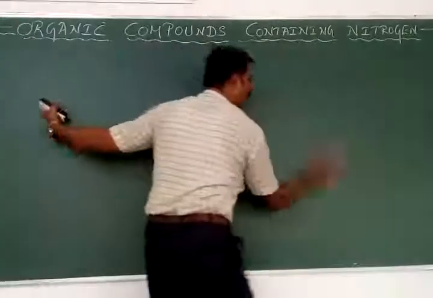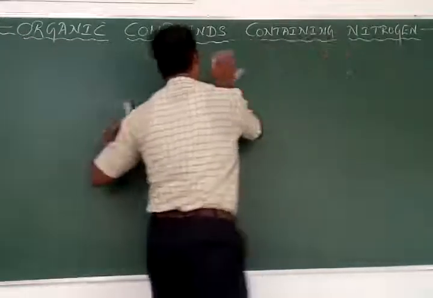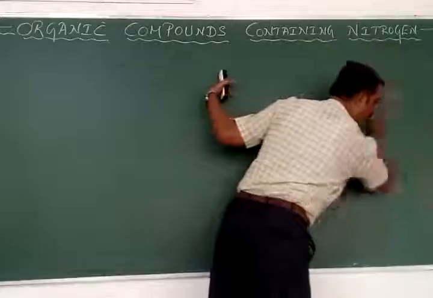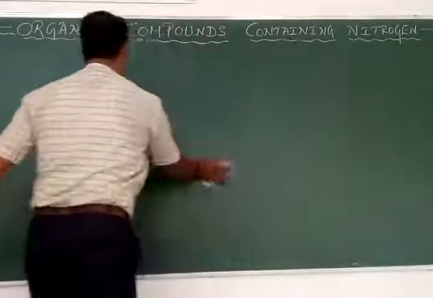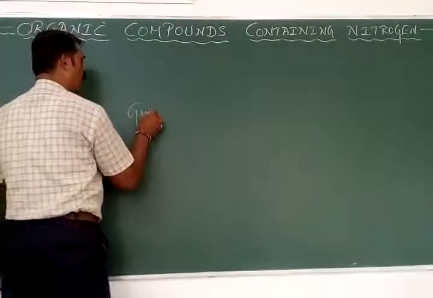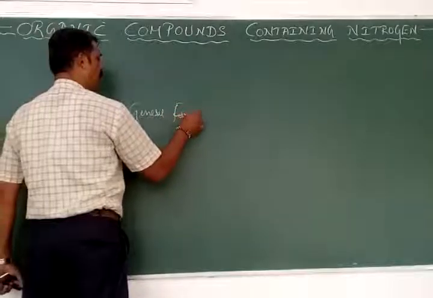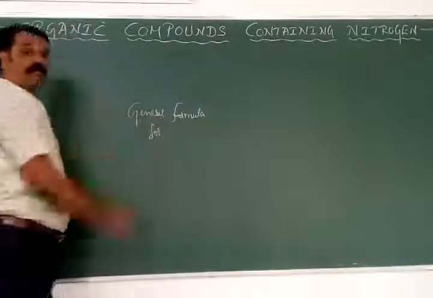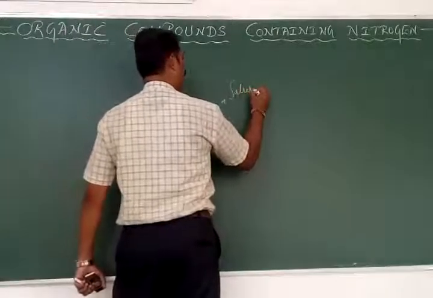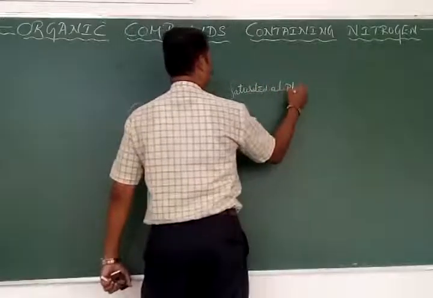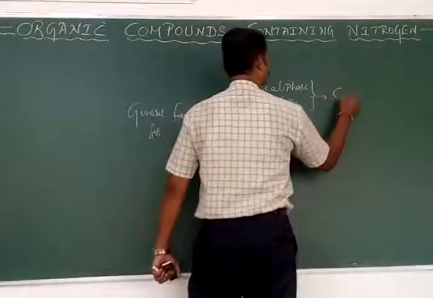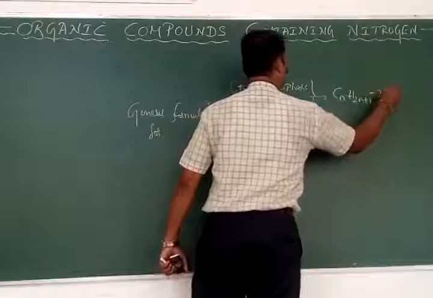First, you have to be very familiar with the general formula for saturated primary aliphatic amines, unsaturated aliphatic amines with a double bond, and then the unsaturated aliphatic amines with respect to the triple bond also. So first you have to know the general formula for saturated aliphatic amines. It is CnH2n+1 with NH2.